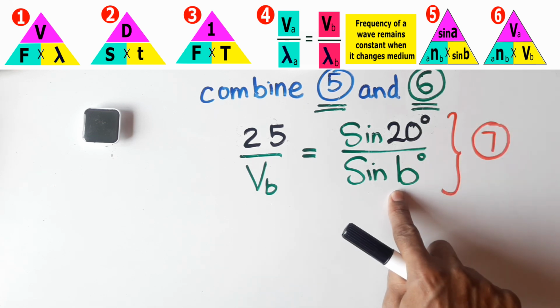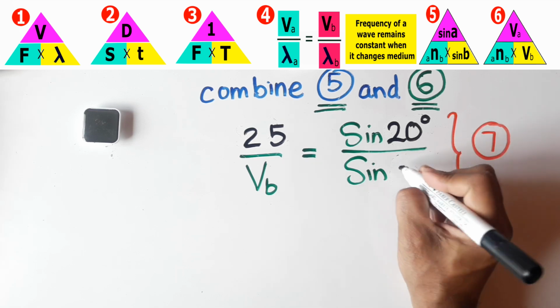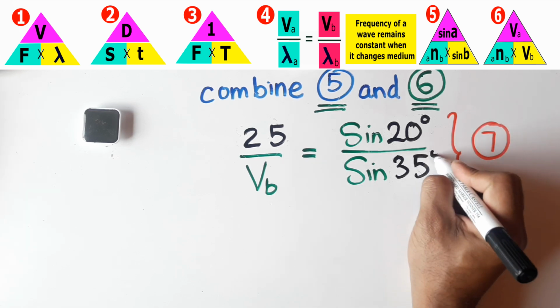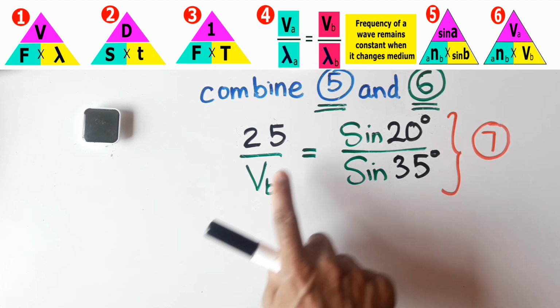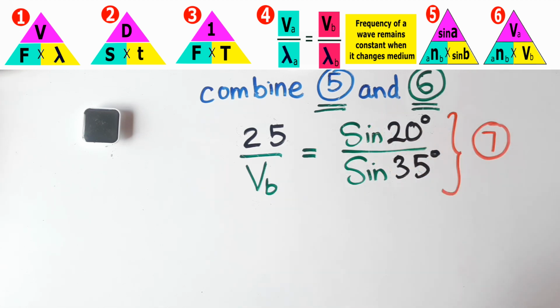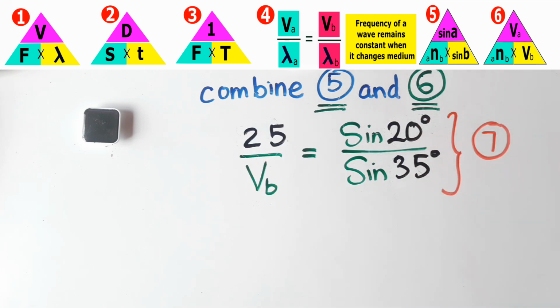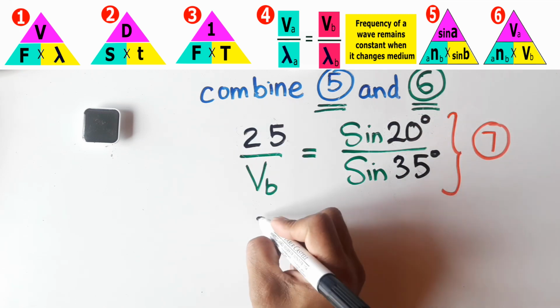And the angle in region B is 35 degrees. That's the not so great lake. So to find the velocity B, we will just need to find sine 20 on our calculator, round it off to 2 decimal places. Find sine 35, round it off to 2 decimal places, and then we can just simply cross multiply. I will not be going through these calculations.